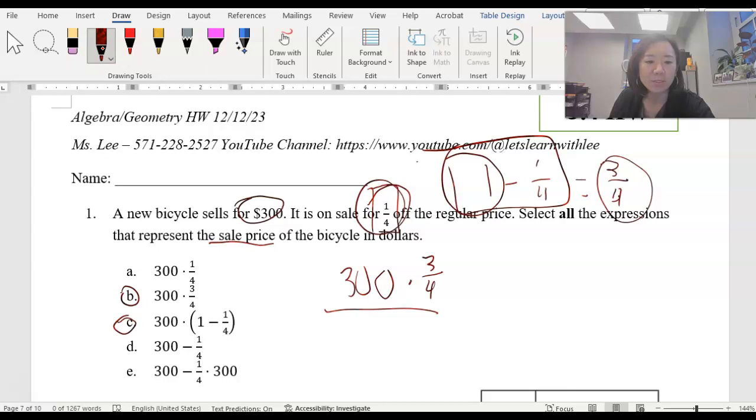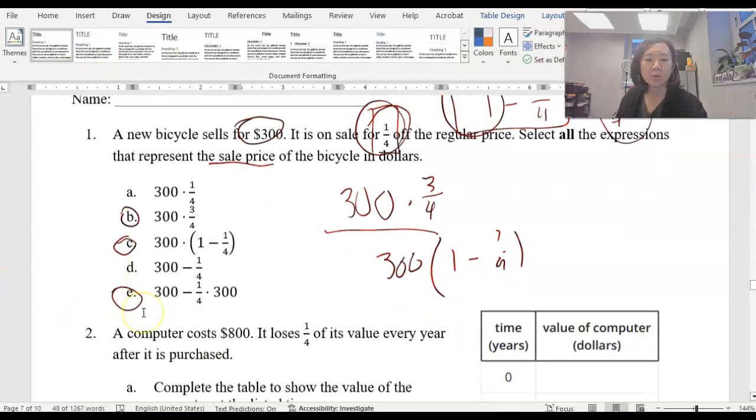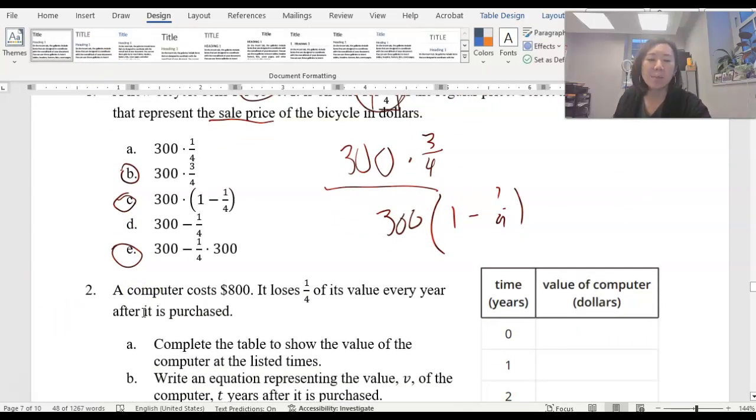And we can also represent that as E, because if we were to distribute 300 through 1 minus 1/4, that's what we would get, okay, because we're taking 1/4 off of 300 and then subtracting that from the original price. So all of those are accurate. A obviously will give us the discount, but it won't give us the sale price.